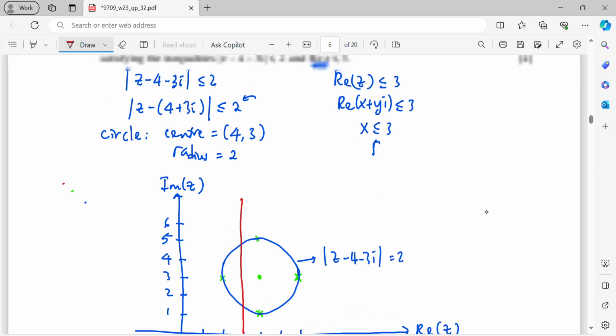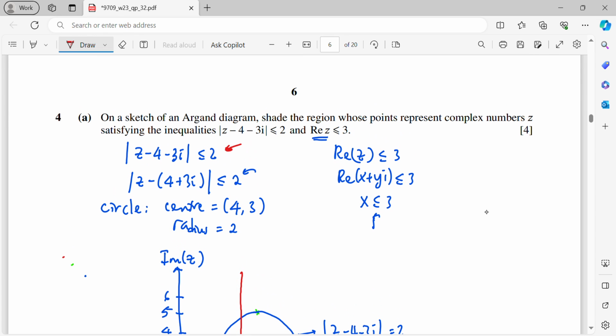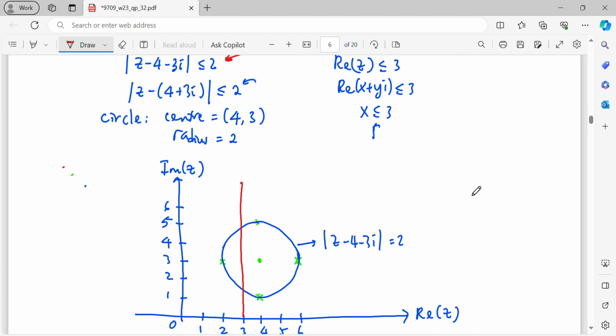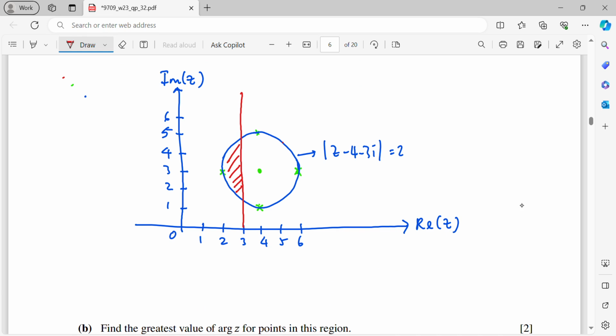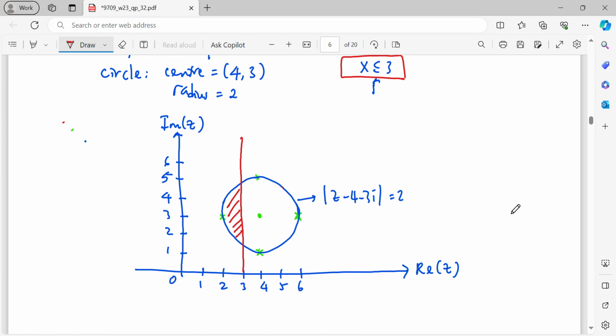Now when you look at this, you can accept all the points z, complex number z, that are less than or equal to 2, which means on the circumference of the circle and also inside the circle. At the same time, you have to satisfy x less than or equal to 3, which means your region will be here. So this is the region. Done for the Argand diagram.